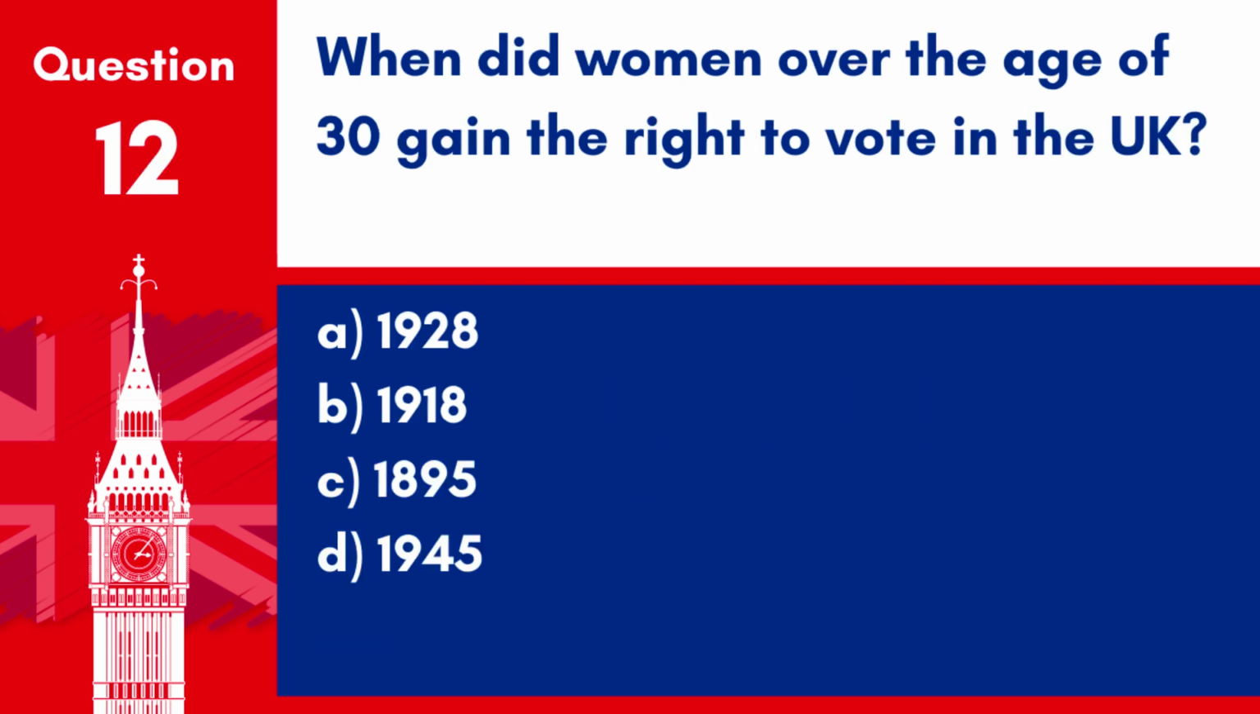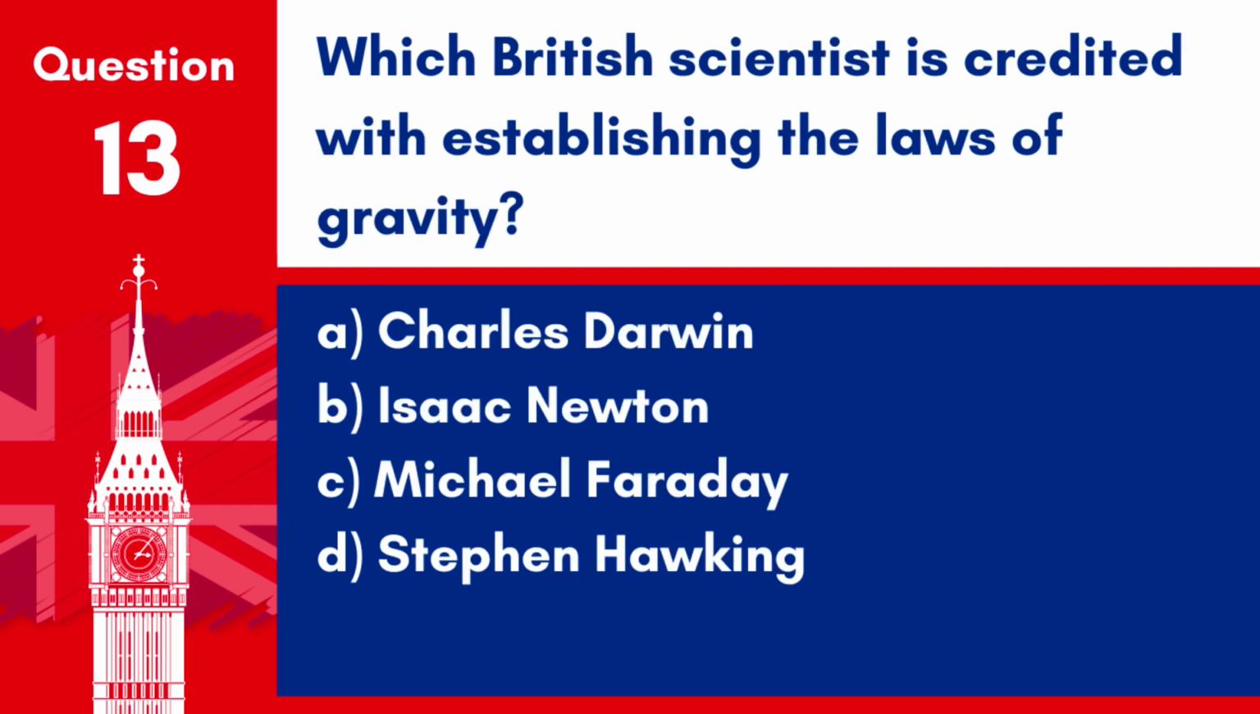Question 12. When did women over the age of 30 gain the right to vote in the UK? A. 1928. B. 1918. C. 1895. D. 1945. Answer: B. 1918. Women over the age of 30 gained the right to vote in 1918 following the Representation of the People Act.